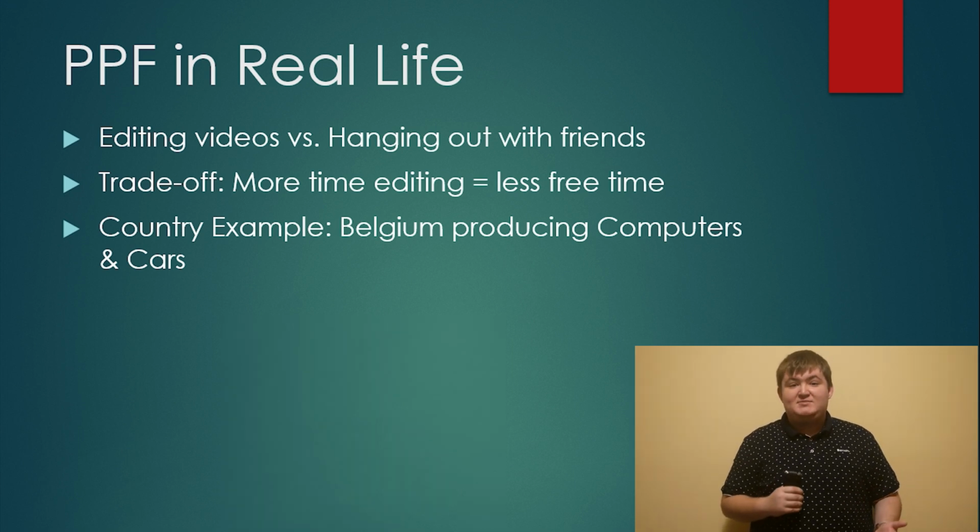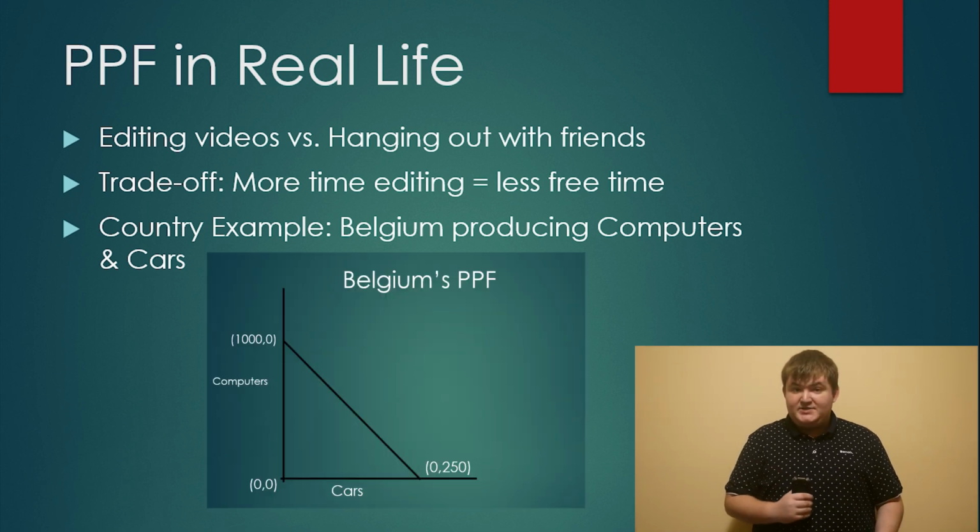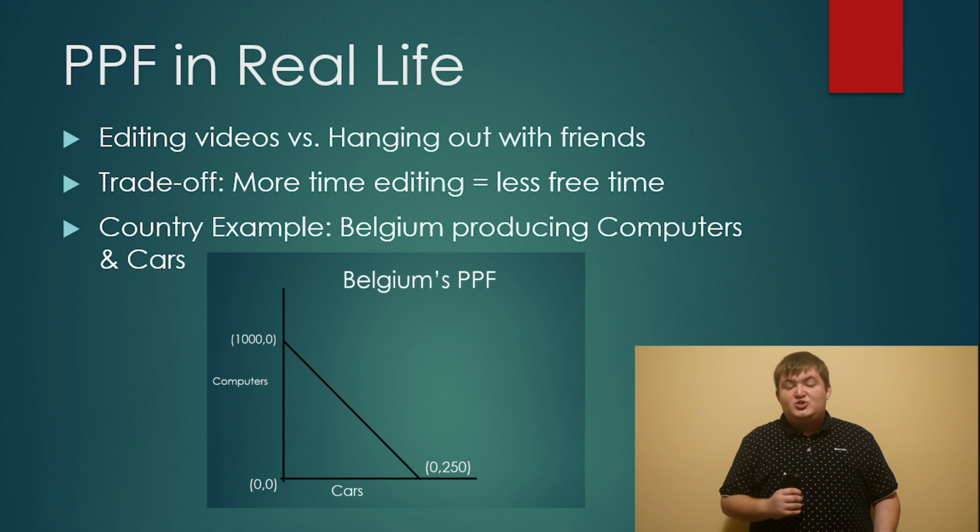Or if you don't care for hanging out with your friends or editing, then let's use a more broad and probably accessible example. Imagine a country like Belgium. Let's say that Belgium produces only 2 things, cars and computers. Well, then the PPF could show just how Belgium can maximize its resources in producing each of the goods. In essence, the curve represents efficiency.